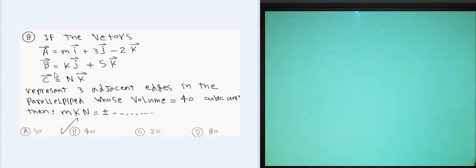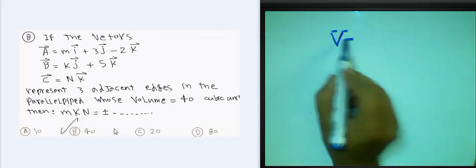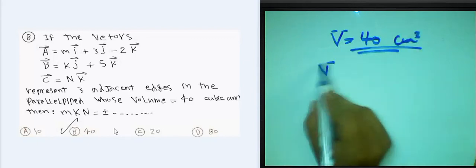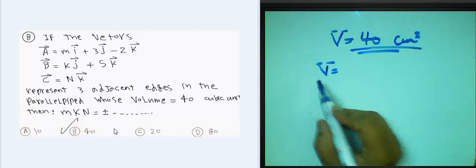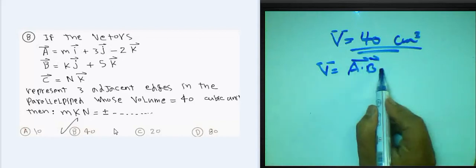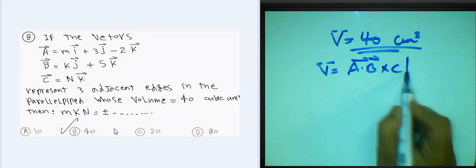In the vectors A, B and C, we have the vectors A, B and C representing 3 adjacent edges in the parallelepiped whose volume is 40 cubic centimeters, then find m times k times n. Okay, he gives us the volume equal to 40 cubic centimeters. We know the volume of the parallelepiped equals A dot B cross vector C.